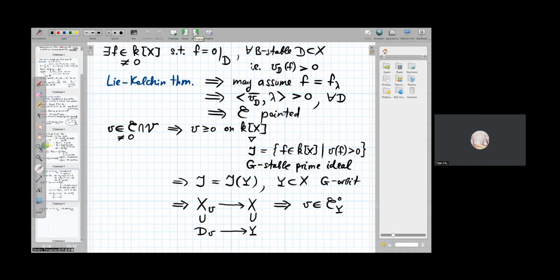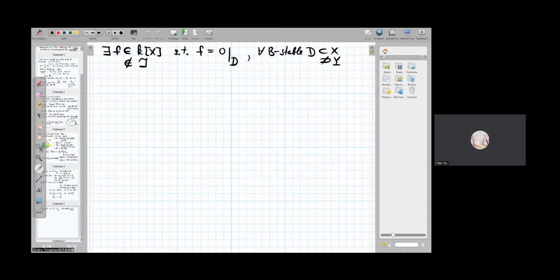So we have this picture, and we can pick such a function f, which vanishes on all these divisors not containing Y, but does not vanish on Y, does not belong to the vanishing ideal of Y. And by the second approximation lemma, which we frequently use, as you observed, we may assume that f is B semi-invariant, of some eigenweight mu.